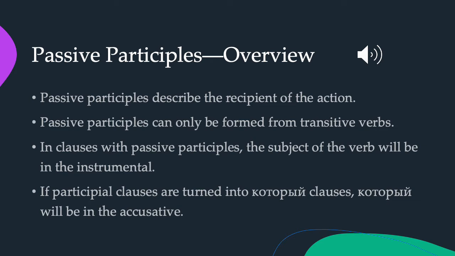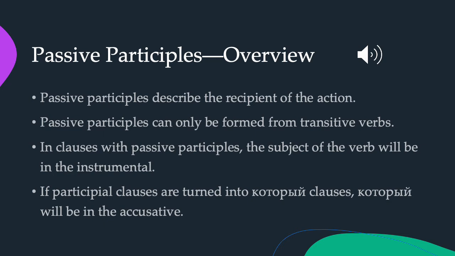Before we talk about present passive participles, let's talk about passive participles in general. Passive participles describe the recipient of the action. Remember that active participles describe the doer of the action, whereas passive participles describe the recipient of the action, the object of the verb. And because of that, passive participles can only be formed from transitive verbs, so verbs that take a direct object. They refer to the object of the verb, not the subject of the verb. And if we have a passive participle in a clause, the actual subject of the verb will be in the instrumental, and we'll see some examples of this later in the lecture.